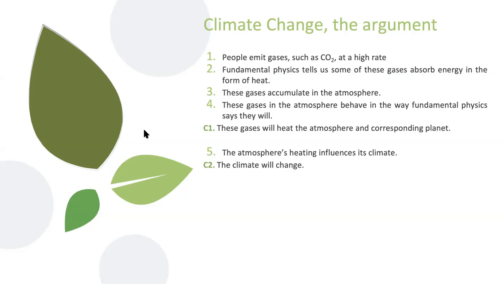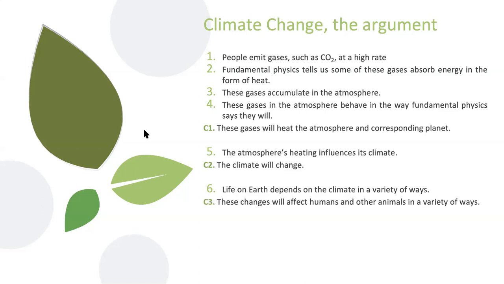So conclusion 1 is global warming, conclusion 2 is climate change. These are terms that are sometimes used interchangeably. They have both been used since the 50s. Just know that that's what we're talking about. Premise 6, life on Earth depends on the climate in a variety of ways. If that's true, then these changes will affect humans and other animals in a variety of ways. Assuming we depend on the climate being stable, the lack of stability will affect us in some way.